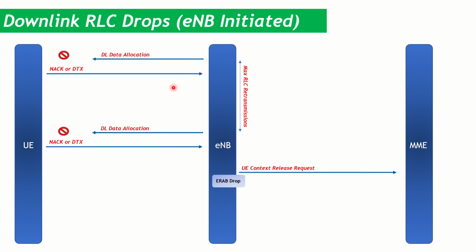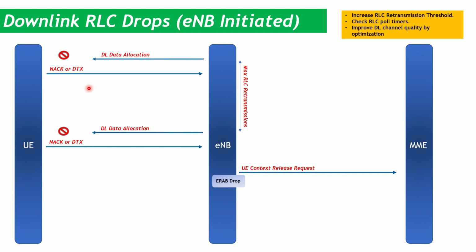So this is the first scenario, which is a common scenario when you have bad downlink quality. So if you have bad downlink SINR, for instance, the UEs will have difficulty in decoding your downlink data. And in that case, you will have more chances of having this kind of failure.